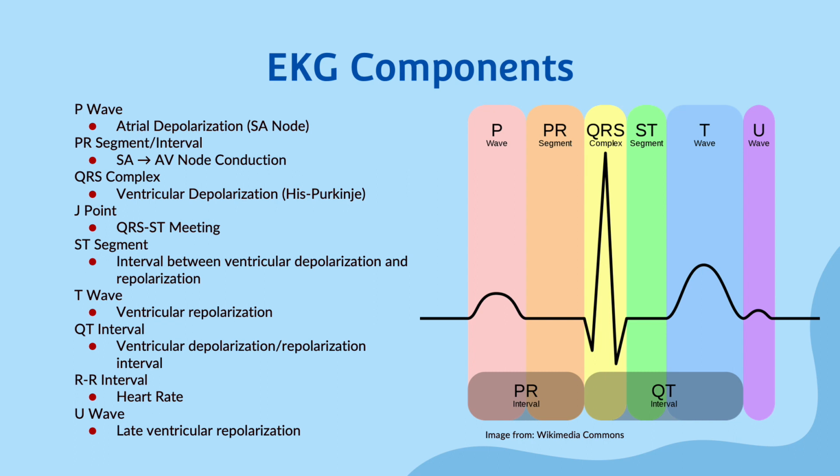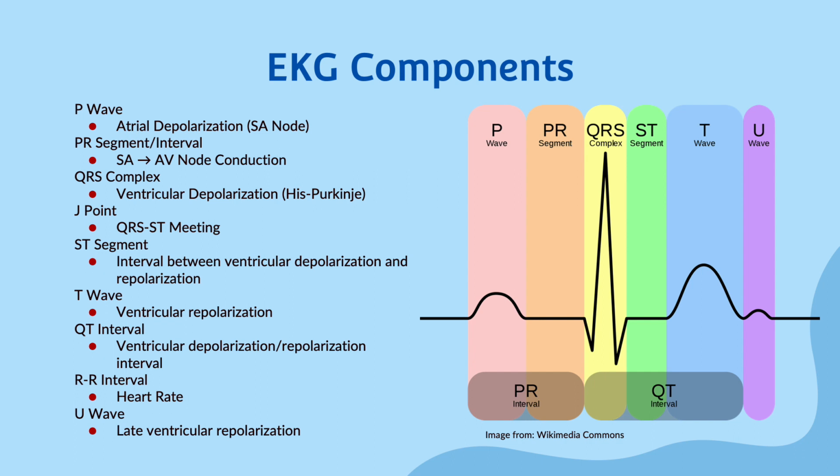The PR interval is the time it takes for the electrical impulse to travel from the SA node to the AV node. It is measured from the beginning of the P wave to the beginning of the QRS complex. The QRS complex represents the depolarization of the ventricles. The Q wave is usually not present or it is very small.